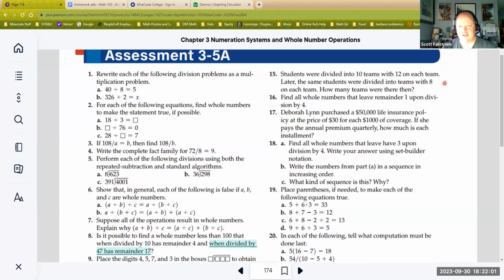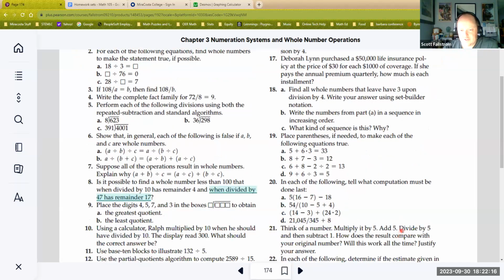Divided into 12 tens. Later, they're divided into this. So these are great questions because as you're doing it, you kind of have to rethink how many total students were there. They don't tell me, but I can figure it out. Then I can solve a second problem. So these are good questions. I do like these questions.